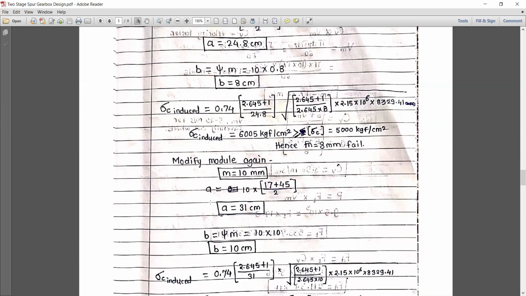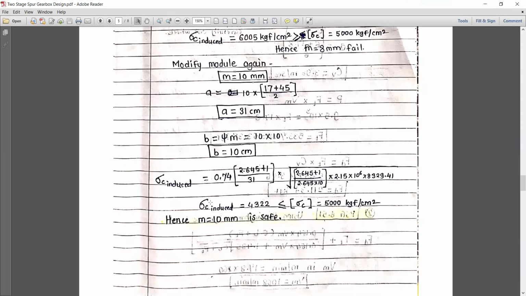So m is equal to 10 mm. The center distance is equal to 10 multiplied by (17 plus 45) by 2, that is 31 centimeter. b is equal to 10 centimeter. Now putting all the values, what we get? Sigma c induced is equal to 4322. Now it is safe. Our design value is 5000, and this is coming out less than that. This means module m is equal to 10 mm is the safest module.